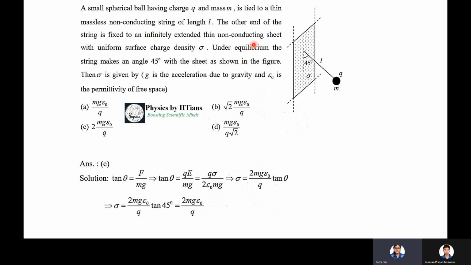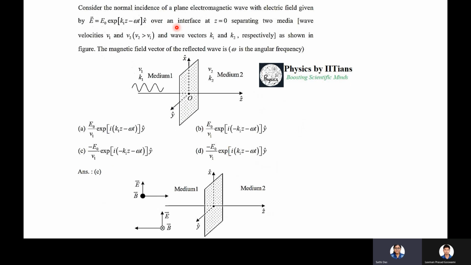So friends, the equilibrium condition is the key point of this answer. Suppose you are not given the force, or they tell you that this is not a sheet but some other configuration, then you have to consider that force also. So whenever there is an equilibrium condition, you first find out what the applied forces on that object are and then equate them. Okay, the next question, and this is a very easy question.